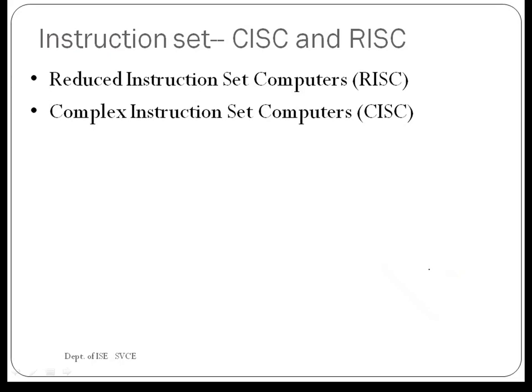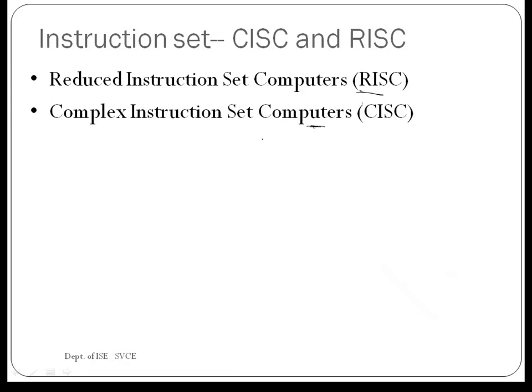Instruction set computer, where we will be having a smaller number of simple instructions that can be used for writing the program. Then another one is CISC, which indicates complex instruction set computer. Whatever instruction you are going to use is more complex compared to RISC.